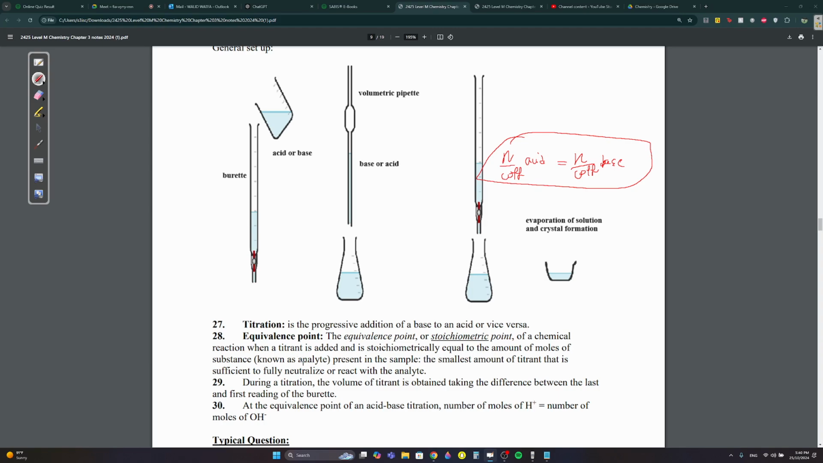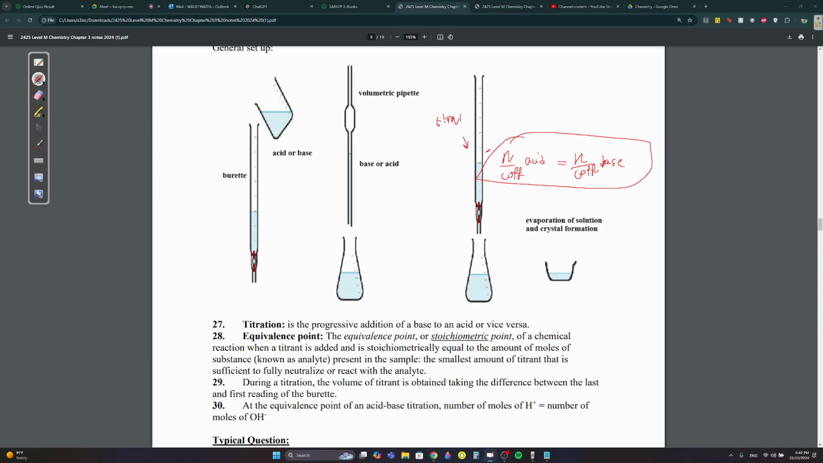It's stoichiometrically equal to the amount of moles of the substance. The smallest amount of titrant that is sufficient to fully neutralize or react with it. The titrant is what's in here. Let me just make sure of this. I don't want to say anything that's wrong. So in titration, the thing in the burette is called the titrant.